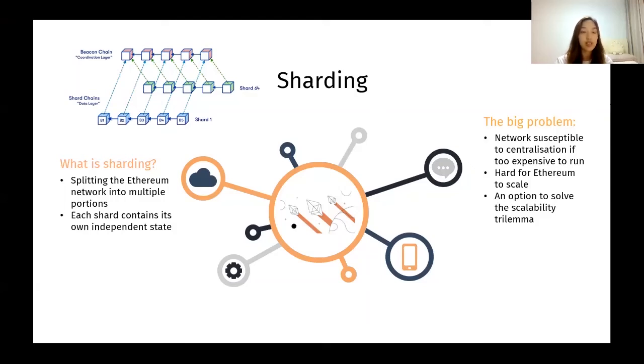So what it's doing is attempting to break up the blockchain into multiple parts, so nodes aren't responsible for processing every transaction broadcasted onto the network. So sharding is Ethereum's most formidable option to solve the scalability trilemma, where no blockchain can be decentralized, scalable, and secure at the same time.